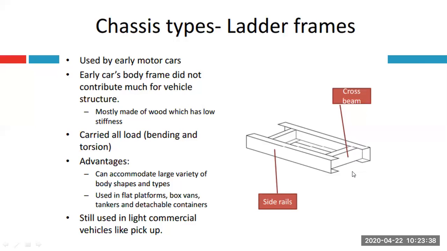So early car body frames did not contribute much to the vehicle structure as they were mostly made up of wood. So to reduce the weight, and also metal working was not that popular in those times. So what used to be done is they would use wood majorly for manufacturing of your vehicle body.